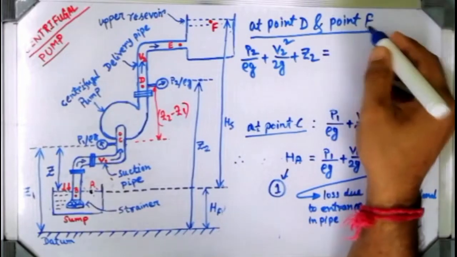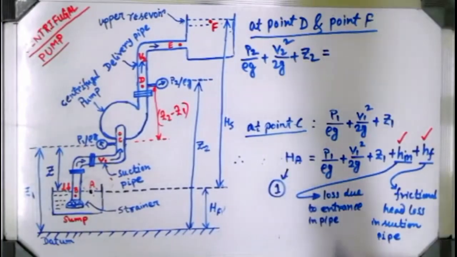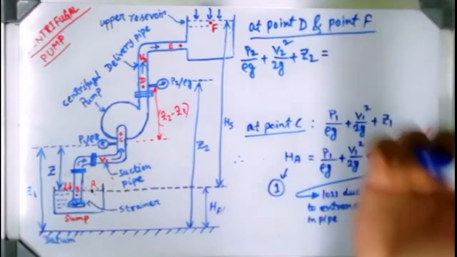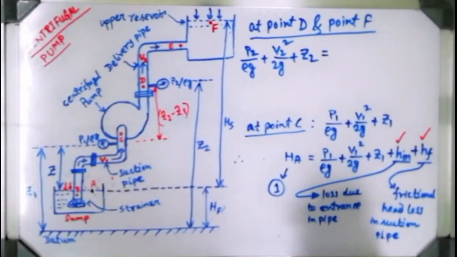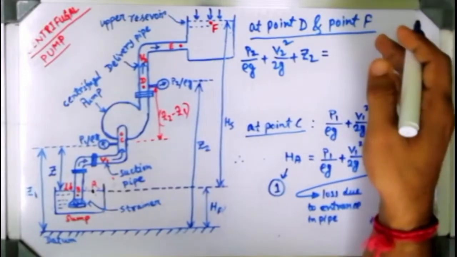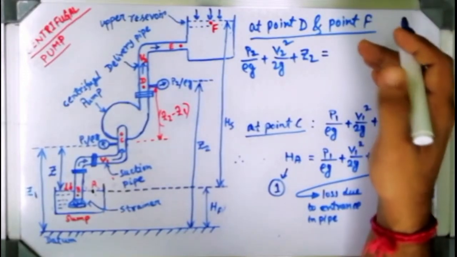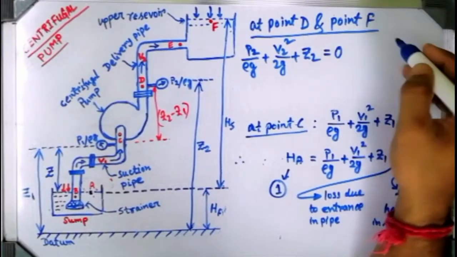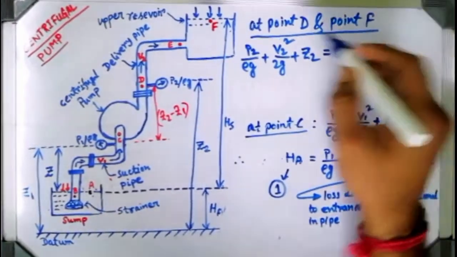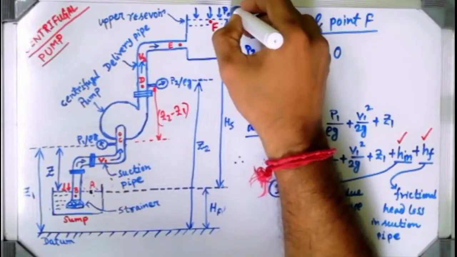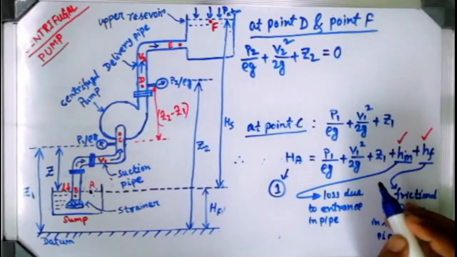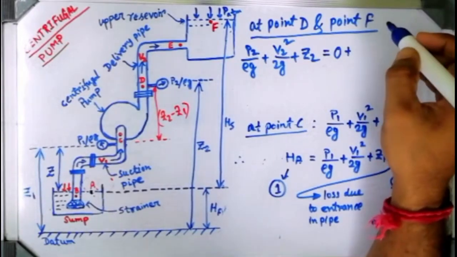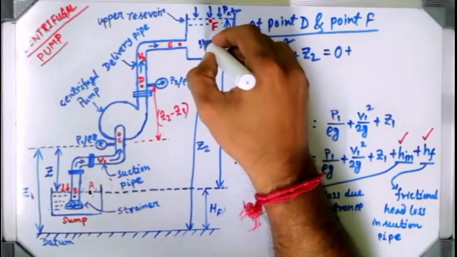If we want to equalize with point F, then again, which pressure is acting here? It is open to atmosphere, so atmospheric pressure is acting. So I can make it 0 because I am considering only the gauge pressure. Then obviously the pressure head will be 0 because it is acting with atmospheric pressure. Here P ATM is working. Then if we consider the velocity head, velocity also will be 0 because it is a static fluid.